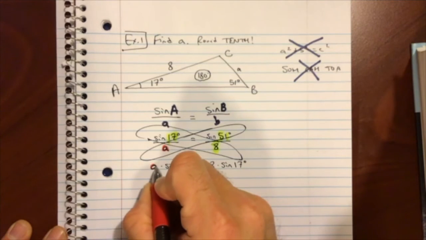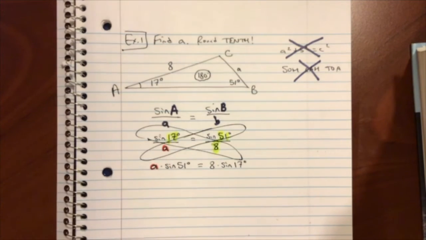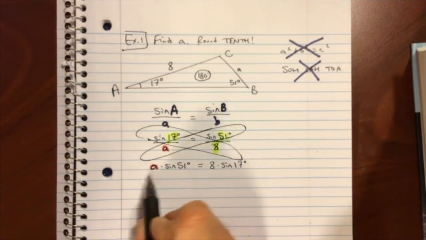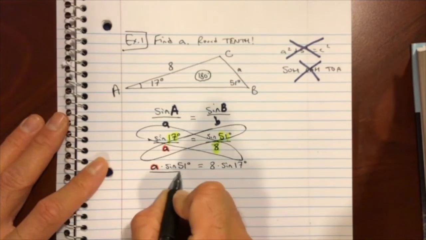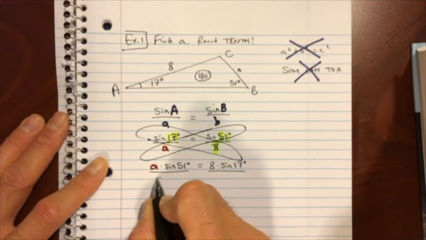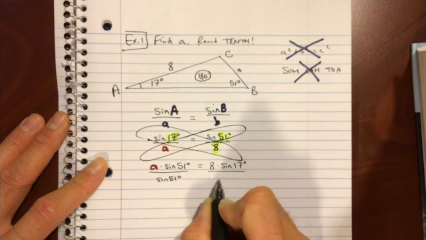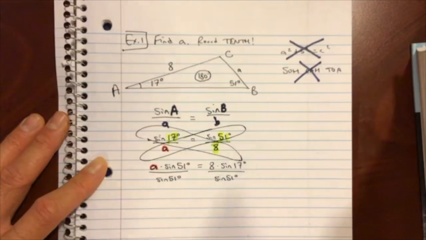Good. Once again, there's your variable. Trying to solve for that. And I'm noticing that this is multiplication right here. So how do we undo multiplication? Division. Divide by the sine of 51 degrees on both sides.